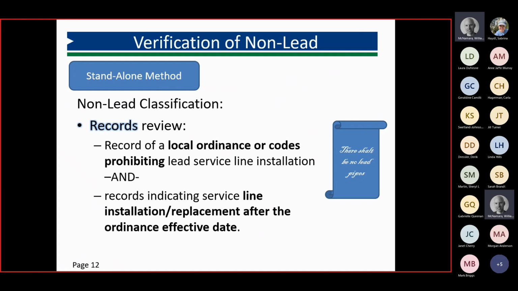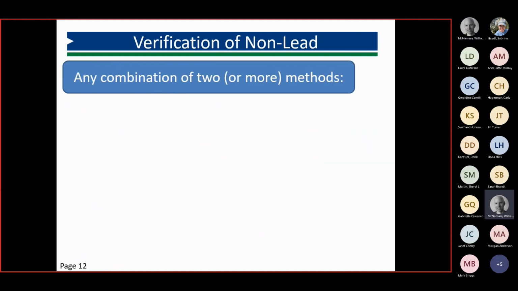So maybe in the 80s, if they had a local ordinance or codes put in place in a community, and then records showing that, okay, this install was after that ordinance was in place. All right, great. That's enough verification to know that it is non-lead. That's copper or whatever the record says. So those are the standalone records methods.